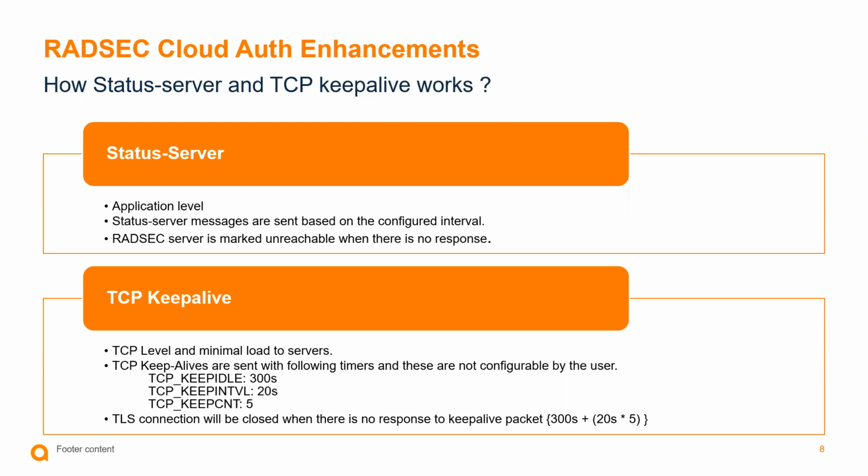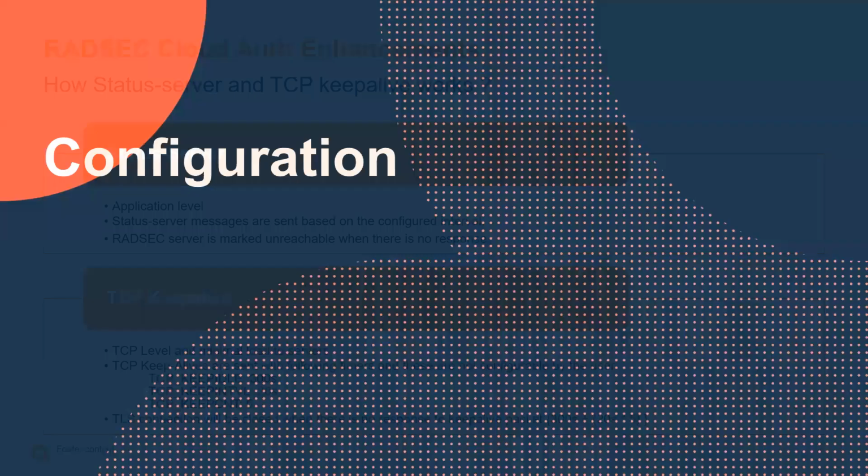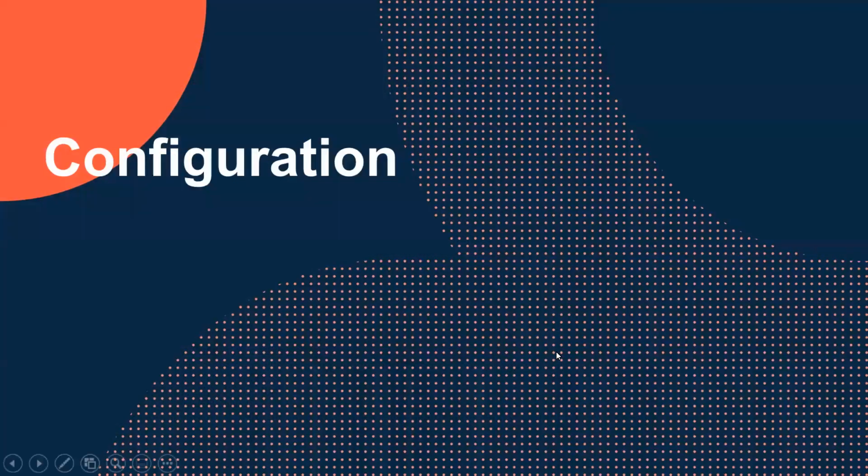So this is how our status server and TCP keepalive work. Now let's see the configuration, how we can configure these RADSEC Cloudauth enhancements.